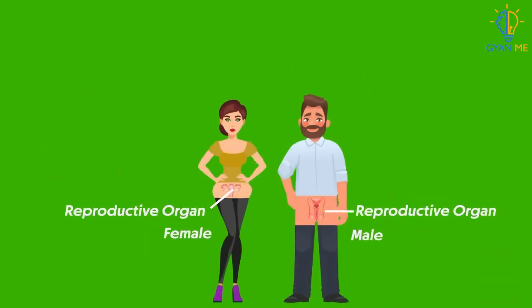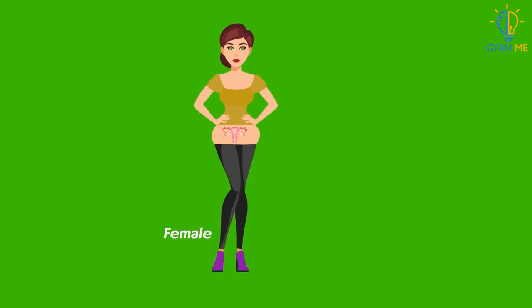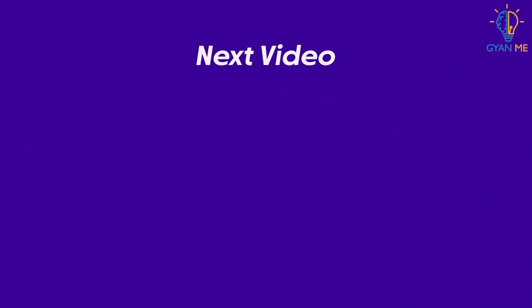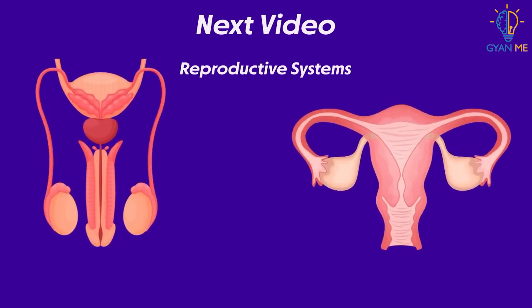Reproductive organs start producing gametes and hormones needed for reproduction. The reproductive system becomes mature enough to release and receive sperms. Also, the body of a female matures and prepares itself to accept pregnancy. So in our coming videos, we will learn about these reproductive systems in males and females and the process of reproduction in detail.